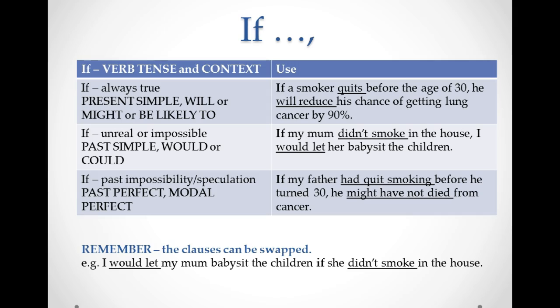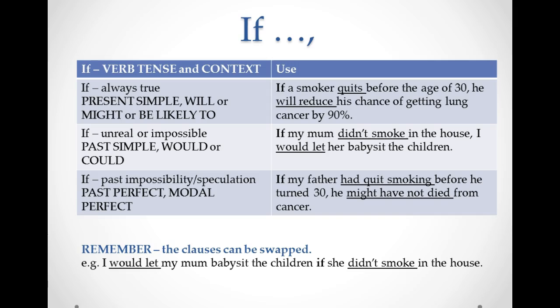Okay, last page, I promise. If is a very useful technique for explaining cause and effect. But you need to be good at conditional grammar. The purpose of this presentation is not to explain conditional grammar, so this is very brief. If a smoker quits before the age of 30, he will reduce his chance of getting lung cancer by 90%. This example is always true, so it's present simple and will.